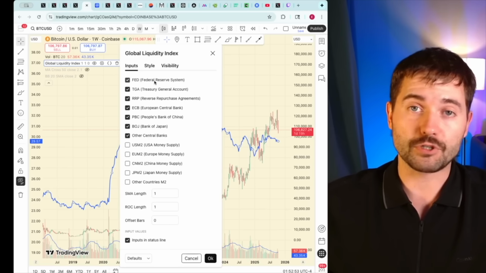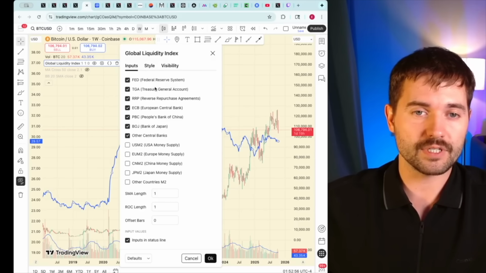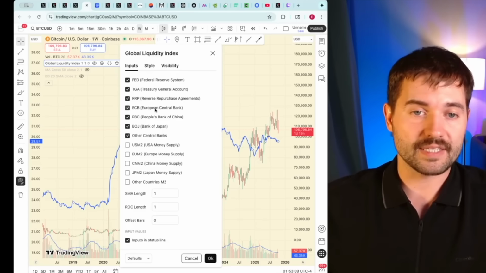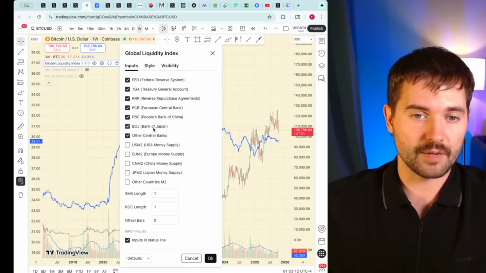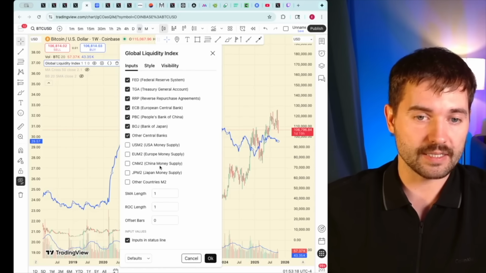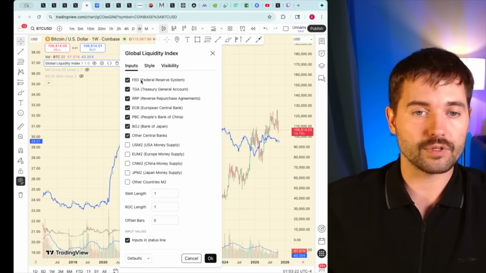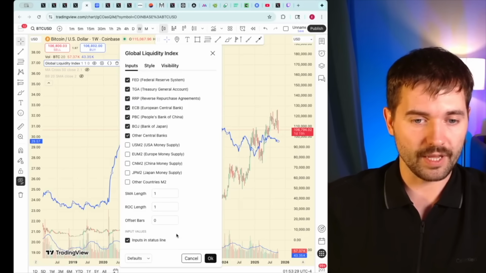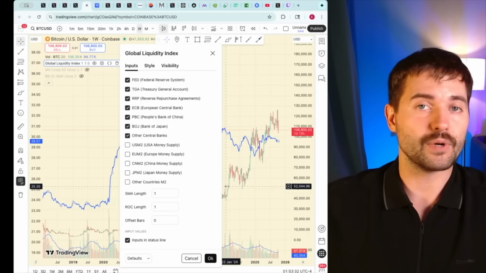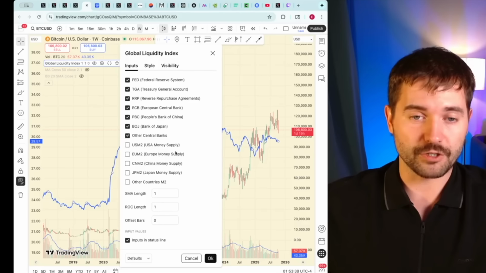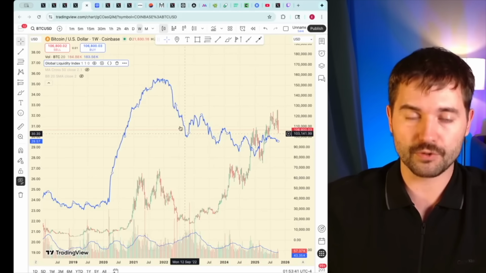You see here Federal Reserves of the top 8 countries. So we have the Federal Reserve and Treasury General Account, US reverse repurchase agreements, that is also US, the European Central Bank, that's Europe, People's Bank of China, Bank of Japan, and other central banks. You can also add the money supplies here, but the default is just balances of these institutions. So we keep it this way. And if you saw, when I edited it, it was in yellow, so you can change the style depending on what you need. But I chose blue because it suits the chart very nicely.